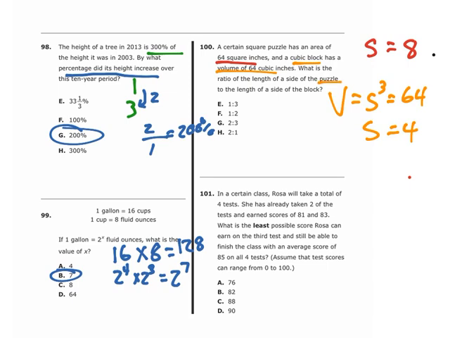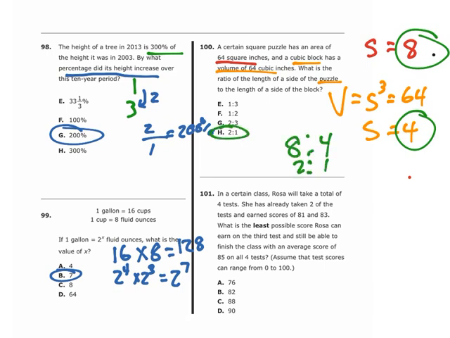What's the ratio of the puzzle to the block, which is this. So 8 to 4 is 2 to 1. So just be careful, right? F and H are very similar. It's just the order that's different. So we want the side of the puzzle, which is 8, to the block, which is 4.